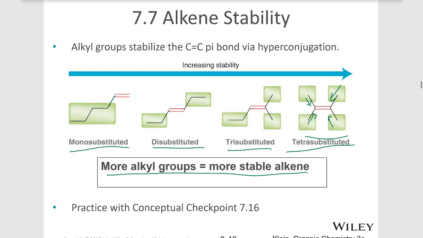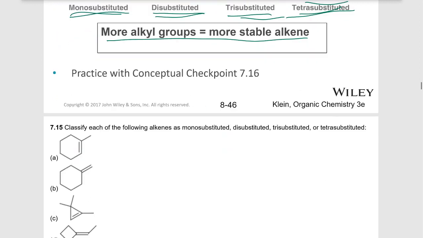This one on the left only has one alkyl group and 3 hydrogens. Next, we have 2 hydrogens and 2 alkyl groups. The alkyl groups are outlined in green. Next, we have 1 hydrogen and 3 alkyl groups. And next, we have no hydrogens and 4 alkyl groups. So that's mono, di, tri, and tetra substituted.